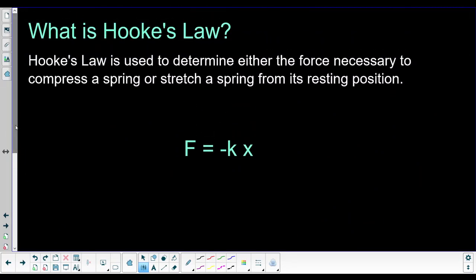All right. So that's Hooke's law. That's k. That's x. That's our force. We talked about all of that. We talked about the direction. All right.